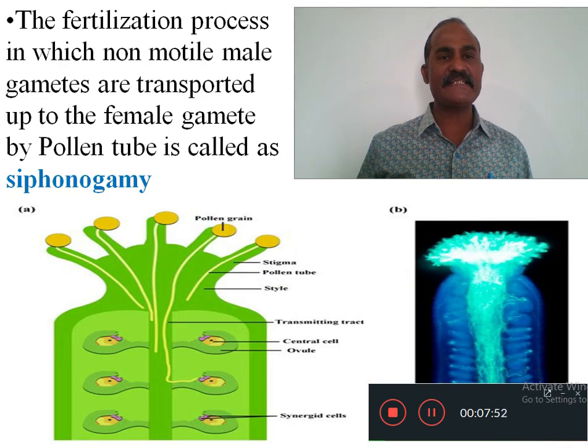Now this fertilization process in which non-motile male gametes are transported to the female gamete by using a pollen tube is described as siphonogamy, because siphonogamy is another term that is used for describing the pollen tube.